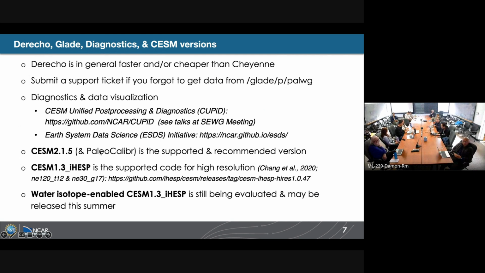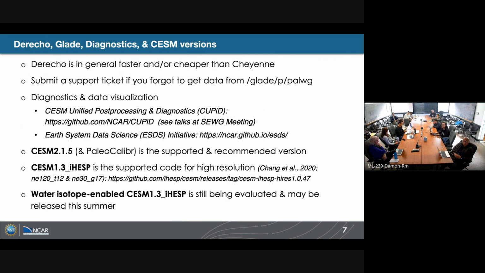Finally, about the model version, CESM 2.1.5 is a supported and recommended version. It runs on Derecho. And if you want to do some paleo work on ice age or very warm climate, you can use the paleo calibrated configuration as long as you don't use very high CO2, so CO2 lower than 6 times the pre-industrial level.